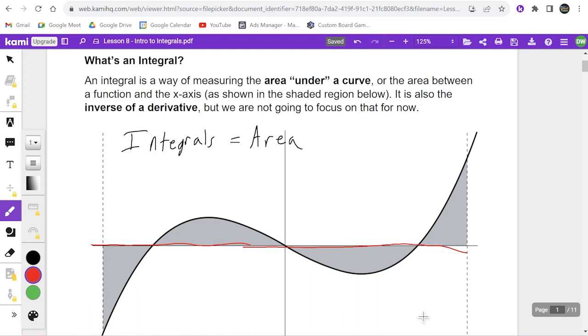Just like back when we started talking about derivatives and said derivatives were slope, we talked about how we found the slope in the first place. You could even say that the y2 minus y1 over x2 minus x1 equation was just a way to approximate slope. We're going to start off today with approximating this area.